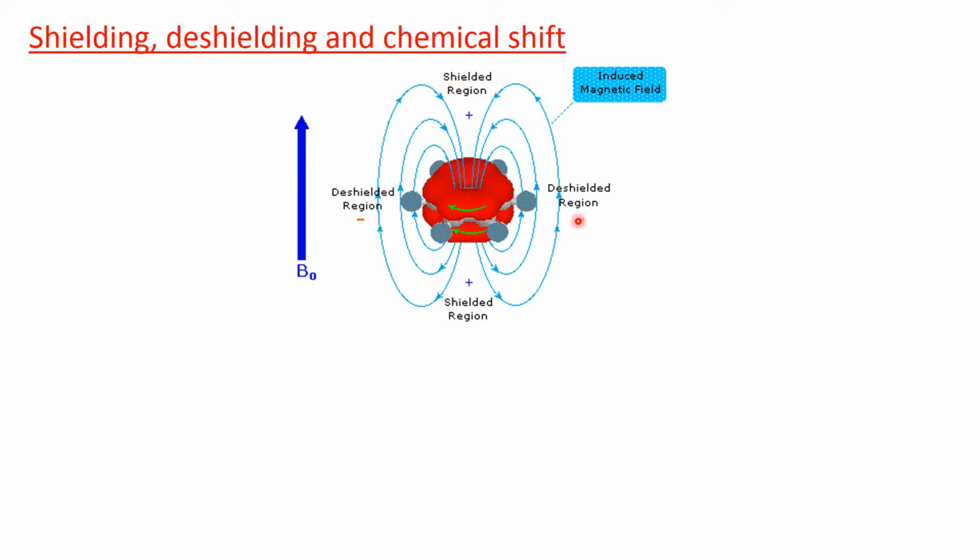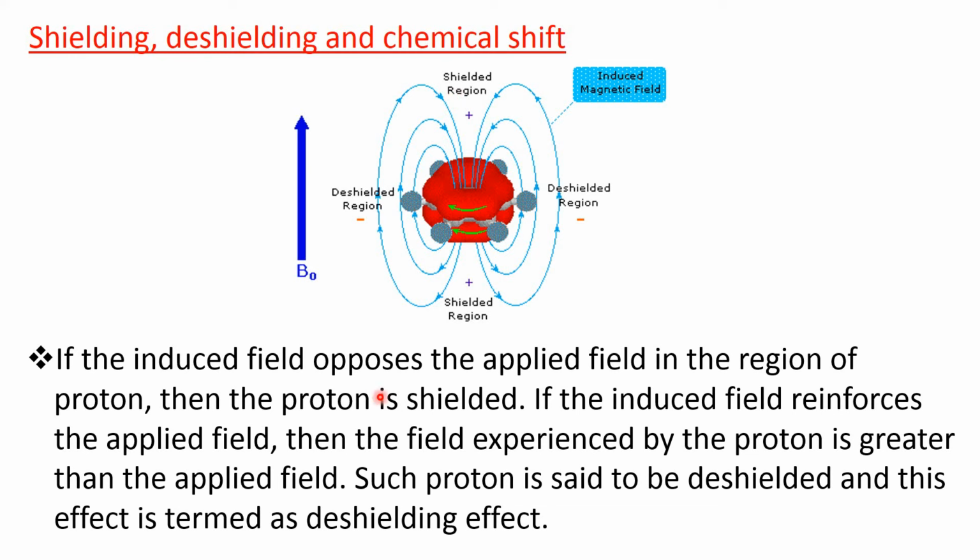Okay? Now, in the deshielded region, this proton is experiencing more magnetic field, and in the shielded region, the proton is experiencing less magnetic field. Let's see. If the induced field opposes the applied field in the region of the proton, then the proton is shielded. If the induced field reinforces the applied field, then the field experienced by the proton is greater than the applied field. Such a proton is said to be deshielded, and this effect is termed the deshielding effect.